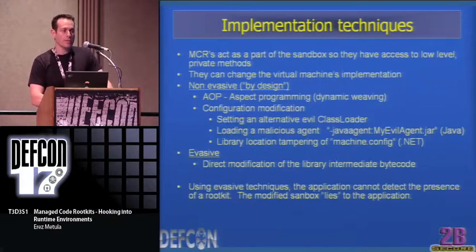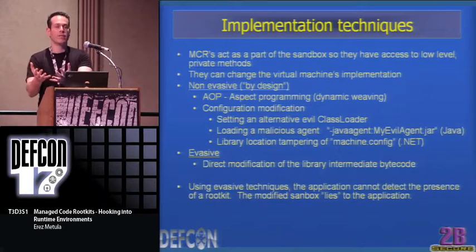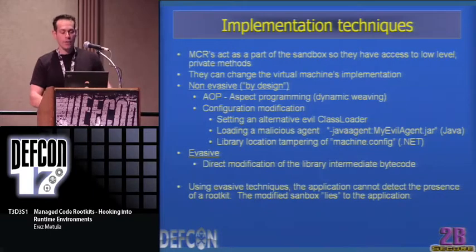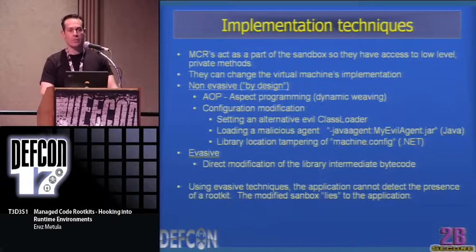And what we're going to discuss today are evasion techniques, in which we're talking about direct modification of the intermediate language code, so that the application will not know that something happened. Basically, the virtual machine lies to the application, right? So, when we're talking about Java techniques, Java rootkits, this is just an example of an evasion technique. There are many ways of performing the same thing.